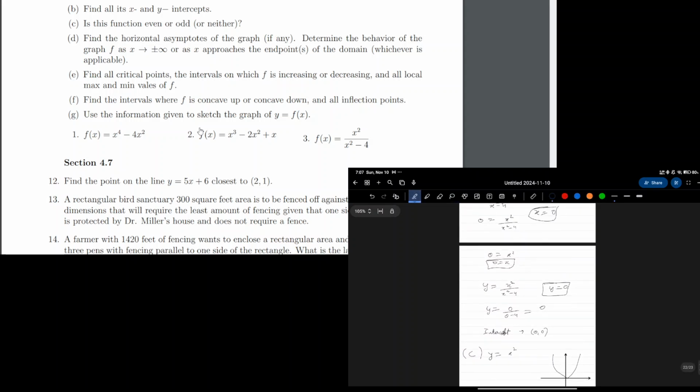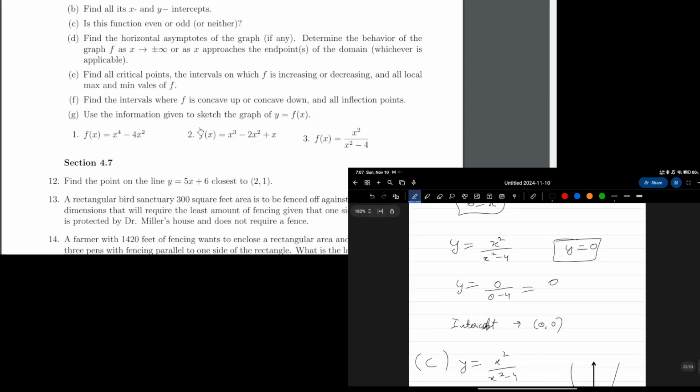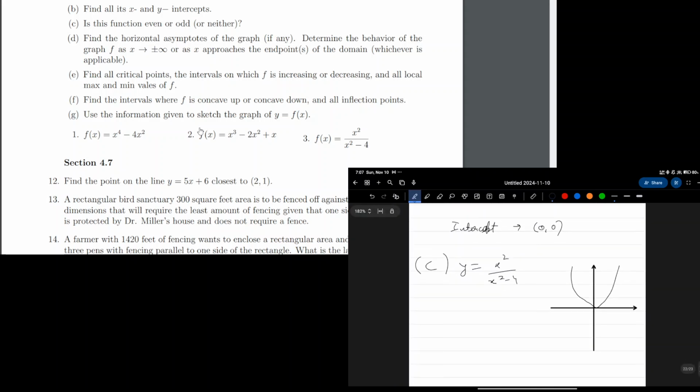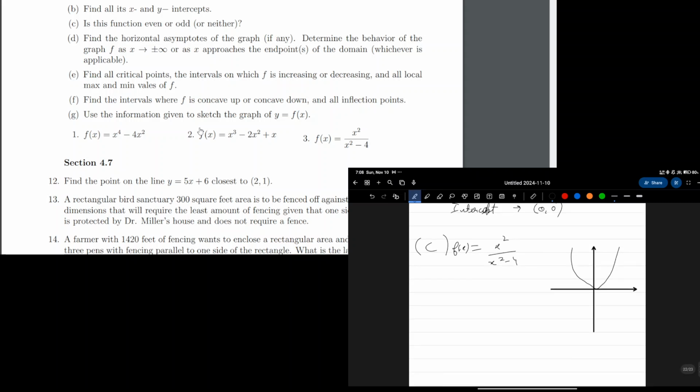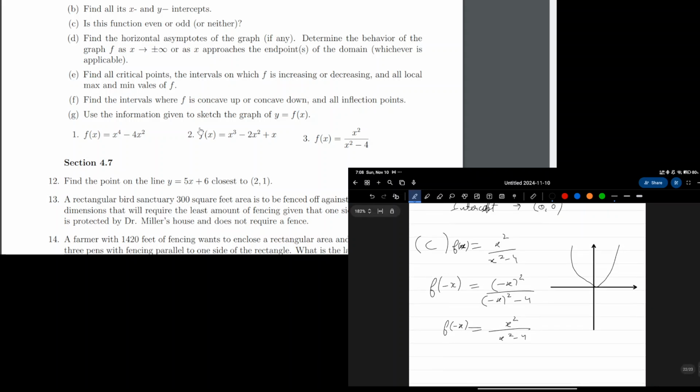Y equals x square over x square minus 4. The way to find that is I have to plug in a negative x inside of this. So let's say this was f of x, and I have to plug negative x inside of this. So f of minus x becomes minus x squared over minus x whole squared minus 4. So this becomes x square over x square minus 4, f of negative x. Now this is precisely f of x, right? They both are the same thing. So f of negative x equals f of x.